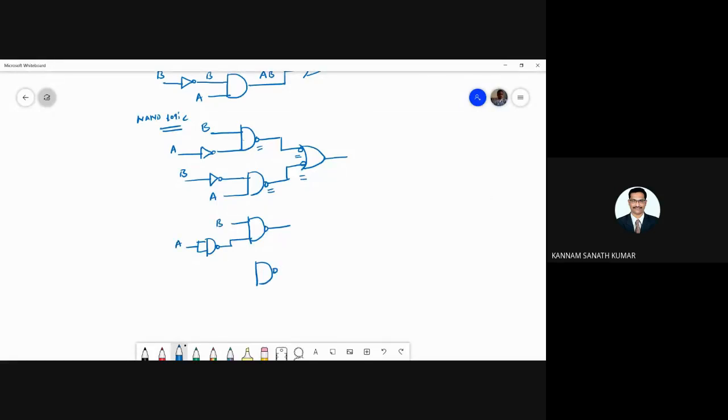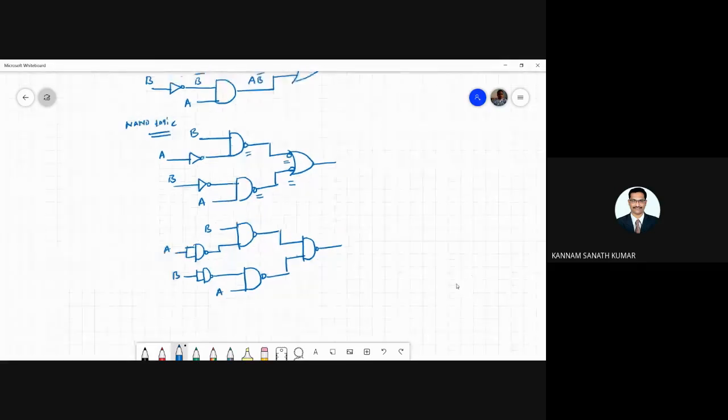Again, NAND. So this one is NAND and this one is B and this one is A. Okay. So convert this bubbled OR with the NAND. All the gates are NAND gates. So this is how you need to realize that by using the NAND realization. Okay. Same thing.